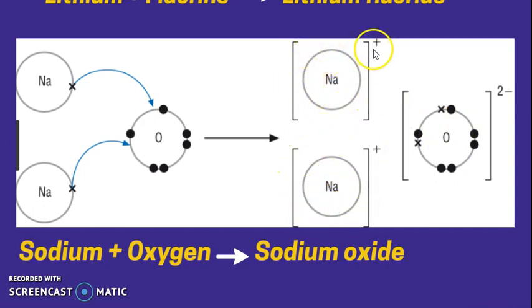However, look at the charges. This one's only lost 1, so it's become a positive, and that's become a positive because they've only lost 1 each. But this one on its own has gained 2. Oxygen has gained 2 electrons, so it becomes 2 negative.